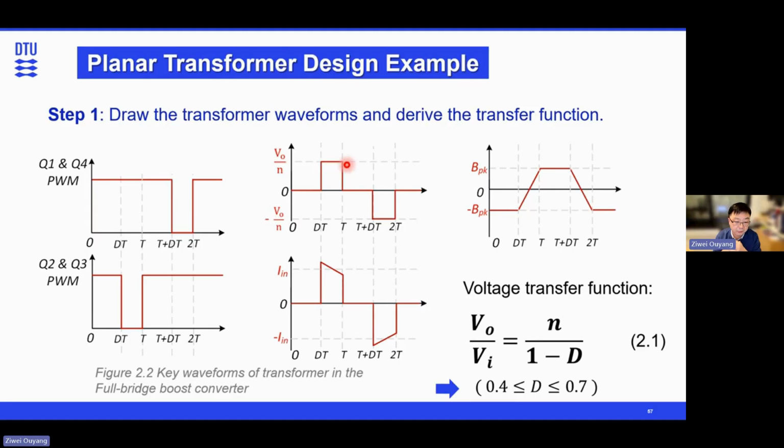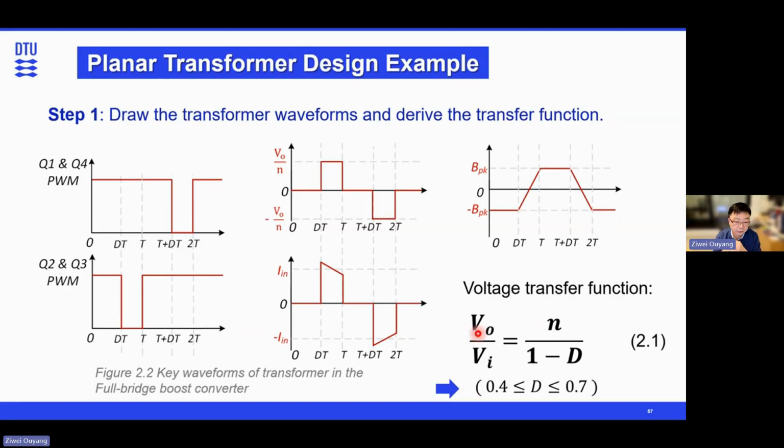When the voltage is positive, the B field is rising, and when the voltage is equal to 0, then B is kept constant. Because if you know Faraday's law, voltage is equal to N times d phi by dt. So when the voltage is 0, the rate of change of flux is equal to 0. So the flux density does not change, it stays constant. When the voltage becomes negative, then it declines. It goes back and forth like this.